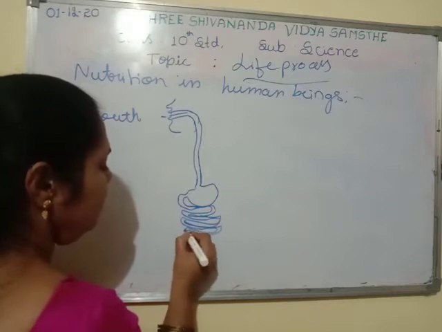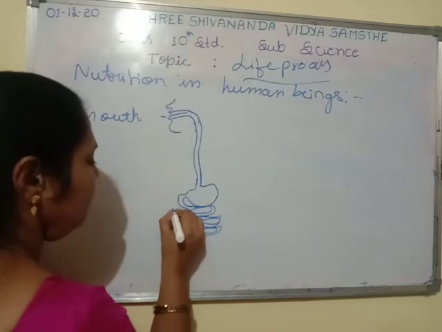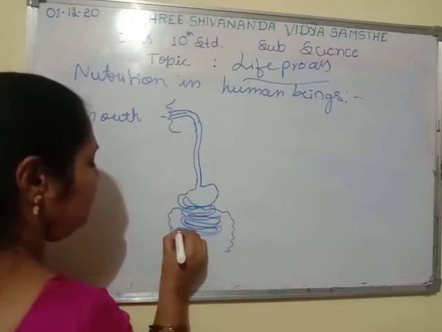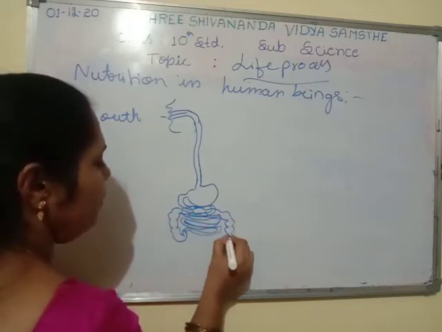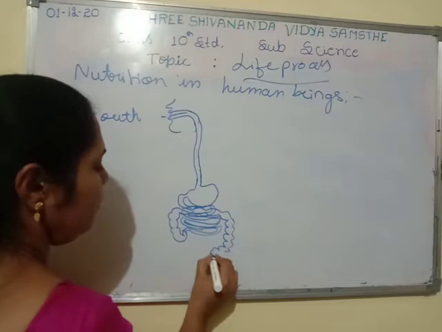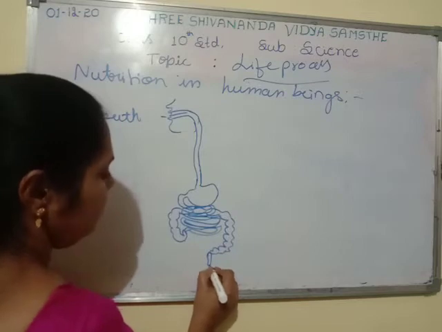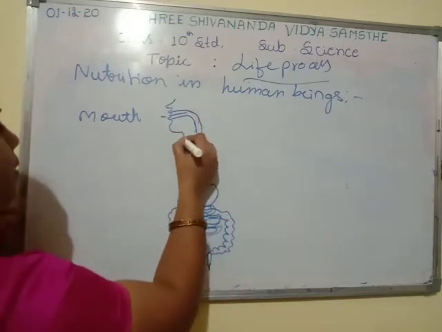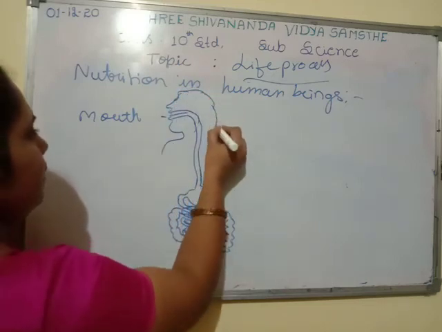Okay, a very simple diagram I am going to draw now. You have to draw with me. Okay. This is the anus. Okay, rectum and anus. I think it's better.